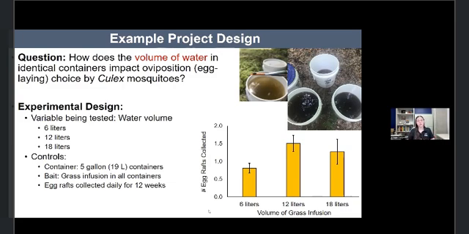So if we're trying to control mosquitoes and we have limited resources, we really want to target containers that have more water in them, because those are the ones where we're going to see these Culex larvae.